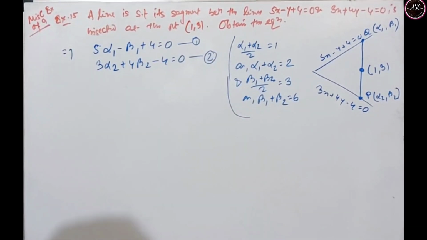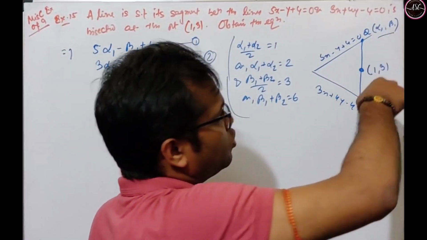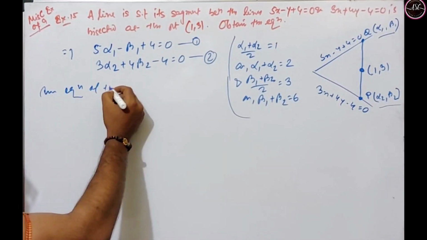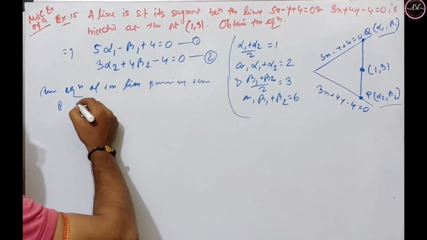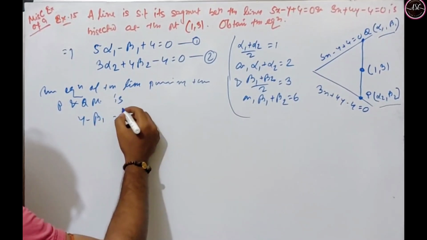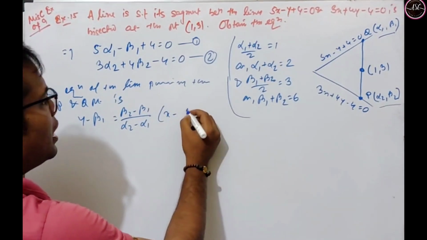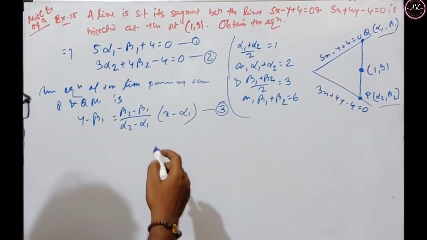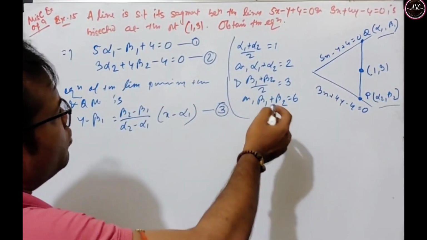Okay, now we find the equation of the line passing through alpha 1, beta 1 and alpha 2, beta 2. So, the equation of the line passing through P and Q point is y minus beta 1 equal to beta 2 minus beta 1 divided by alpha 2 minus alpha 1 times x minus alpha 1. Okay, this is the equation 3.